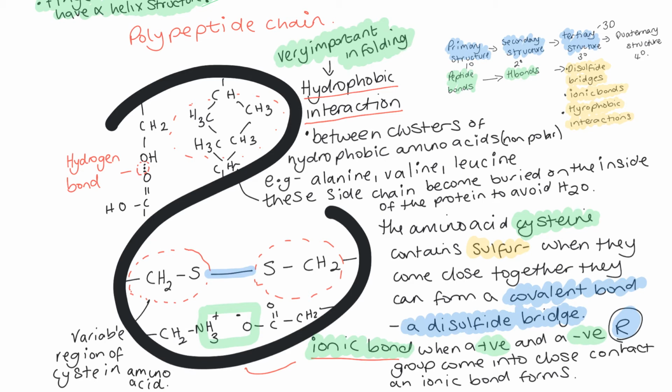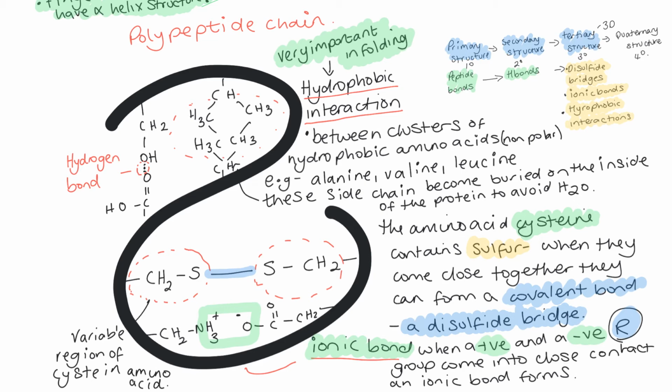And then we have got the ionic bond. So the ionic bond is when any positive and negative R groups come into close contact with each other and they form an ionic bond. And that's basically it. We can see that in the tertiary structure, there are 4 bonds present: ionic bonds, disulfide bridges, or covalent bonds, hydrogen bonds, and hydrophobic interactions.